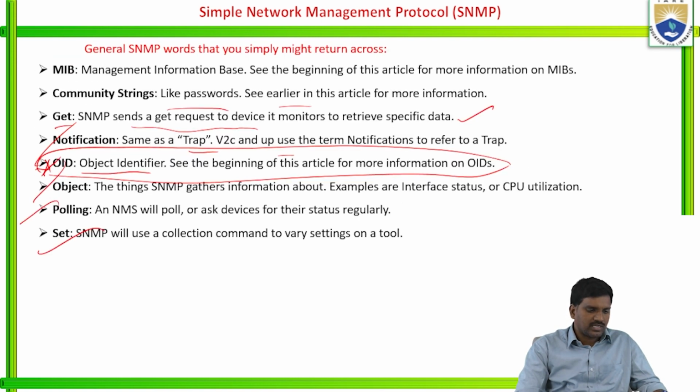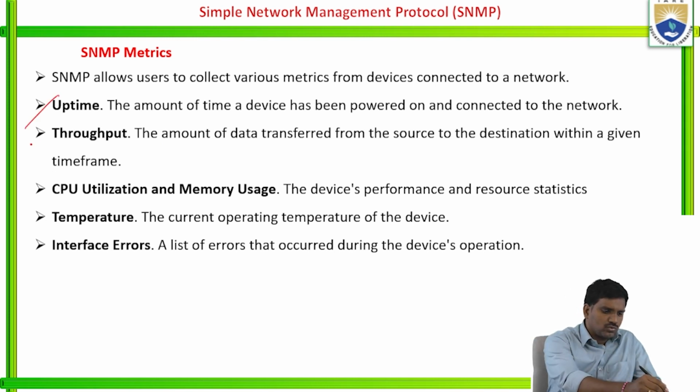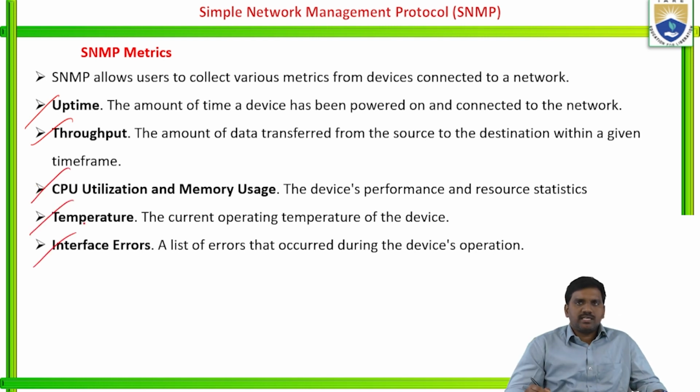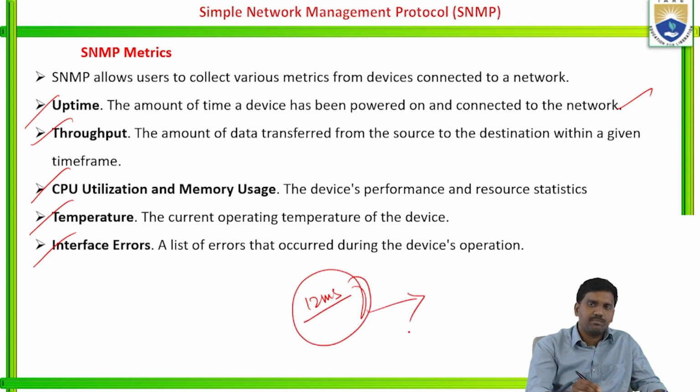So these are the terms from agent to set. Now metrics: what are the metrics we are going to measure? Here it allows various metrics from devices connected to the network: uptime, throughput, CPU utilization, temperature, and interface errors. What is uptime? The amount of time a device has been powered on or connected to the network. Next, throughput: the amount of data transferred from the source to the destination within a given time frame. For example, within 12 milliseconds only that much data can be transferred from the source to destination.